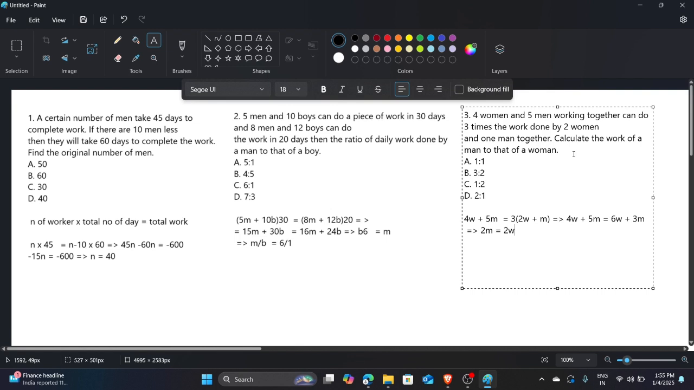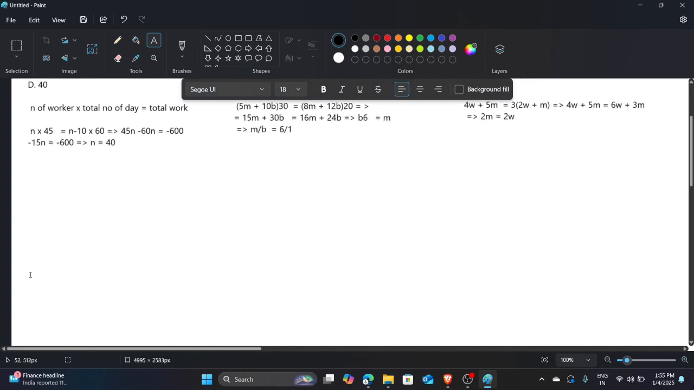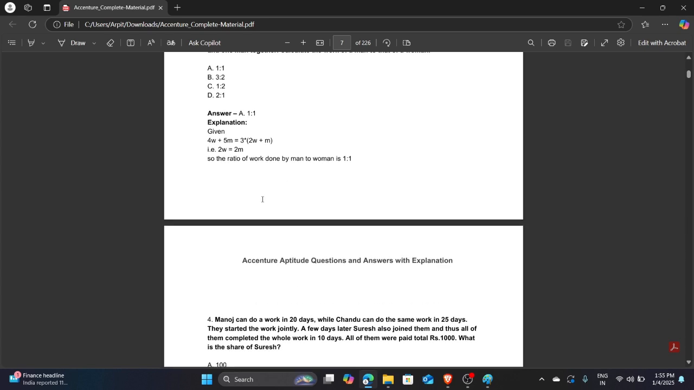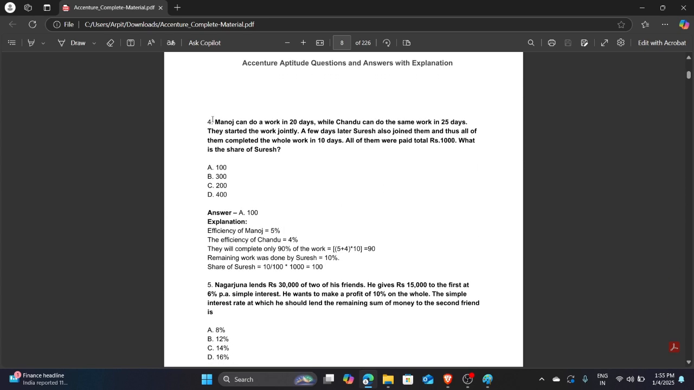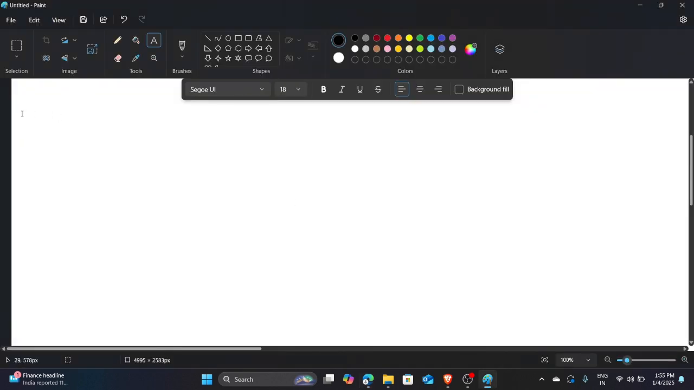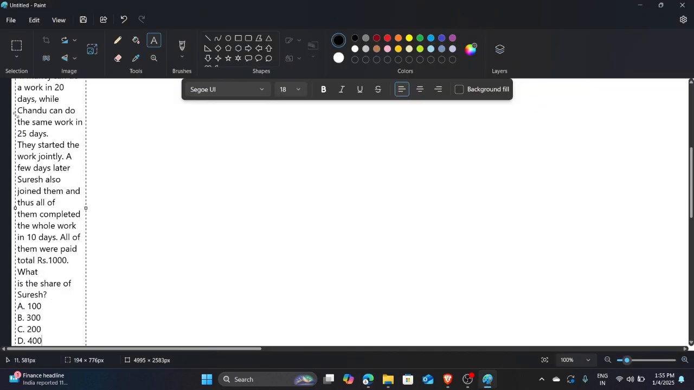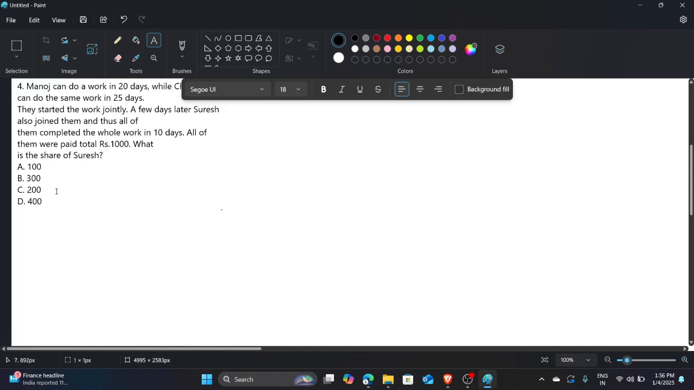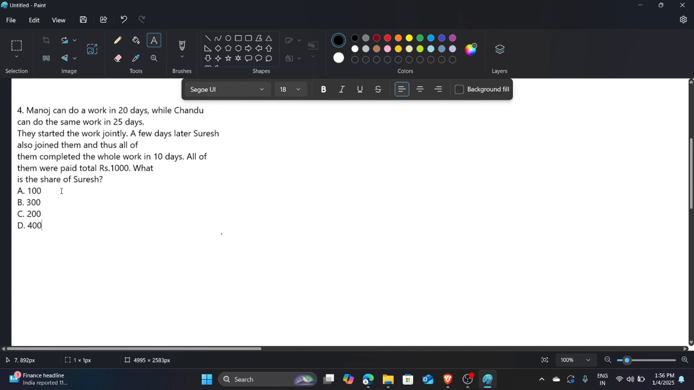Okay, so this question is also very easy. So now we try to do more questions. The answer is A. Explanation is also given here. You can see that. Now the fourth question. You can see that the level of Accenture is not so high. The questions are very easy, not much tougher.